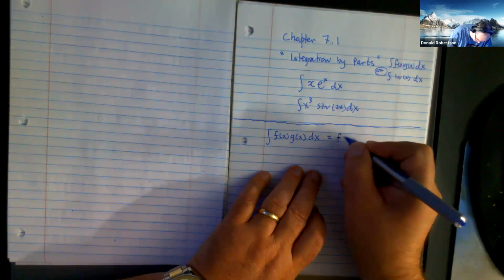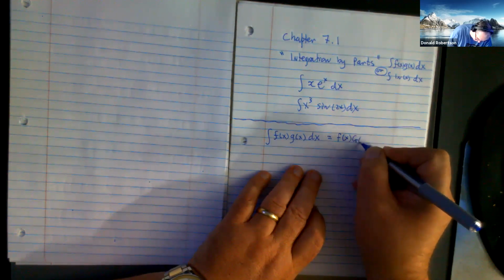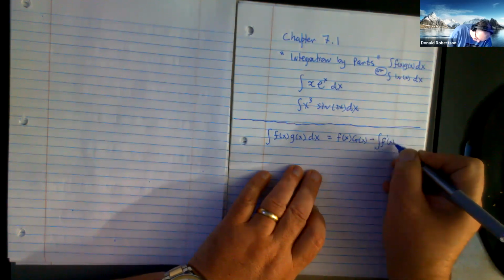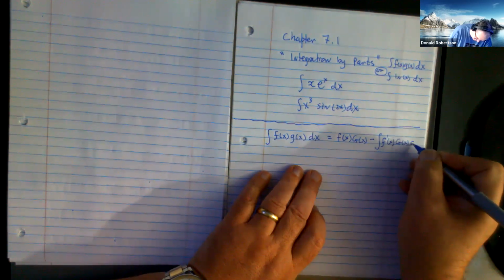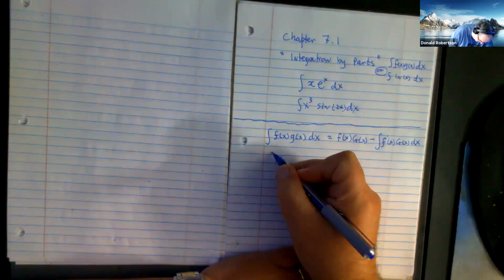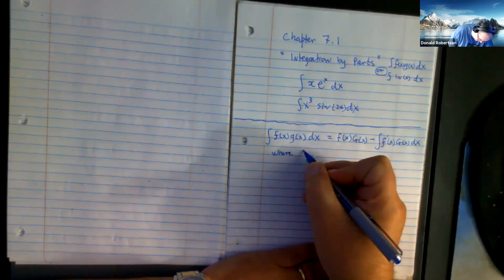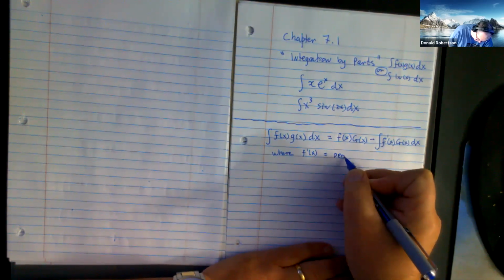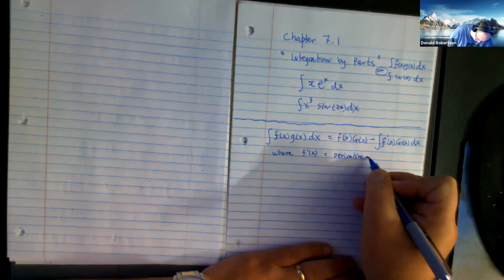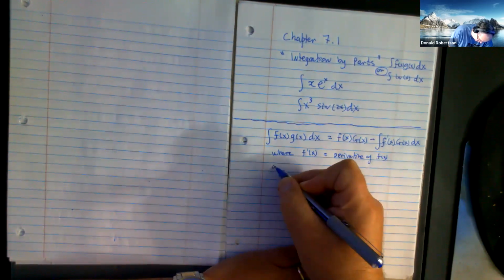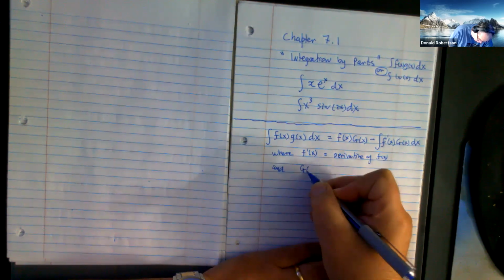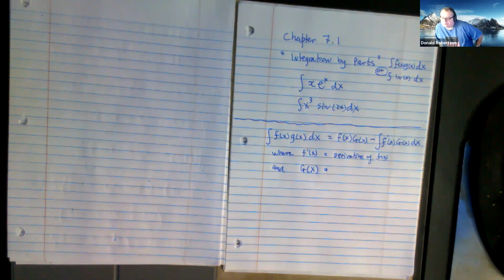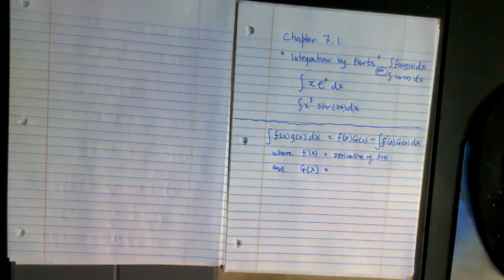It's f of x, capital G of x, take away the integral of f dashed of x, capital G of x, dx. Where f dashed of x is pretty obvious what it is. It's the derivative of f of x. And we have seen this notation before. What does capital G of x mean? Isn't it the antiderivative? Yes.